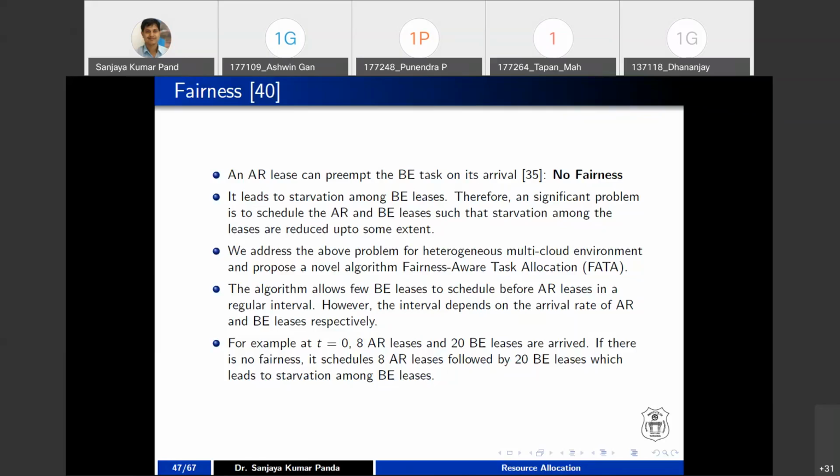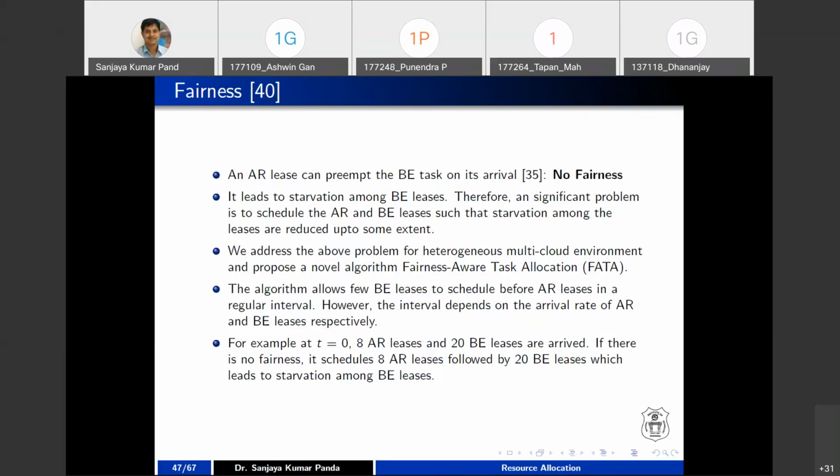Come to the technical example. If you are giving priority to the advanced reservation lease, then B will never get a chance, because AR has the highest priority in comparison to best effort. So there is no fairness. It will also starve the B leases. So what is the solution? You have to give priority to a few B leases, by rejecting some AR, to gain interest from the B customer.